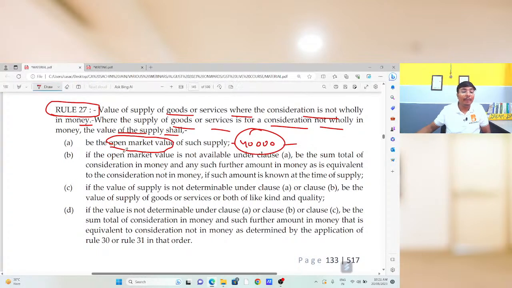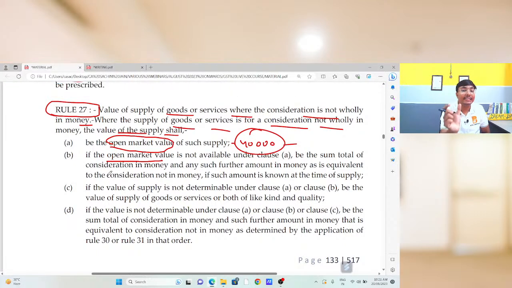Second, if the open market value is not available, but you know the monetary consideration of that particular printer, suppose I am going to give 10,000 in cash, and the monetary consideration of that printer is 15,000 rupees. In that case, we just need to add these two figures, that is 25,000 rupees will be my value of supply. That is the point.